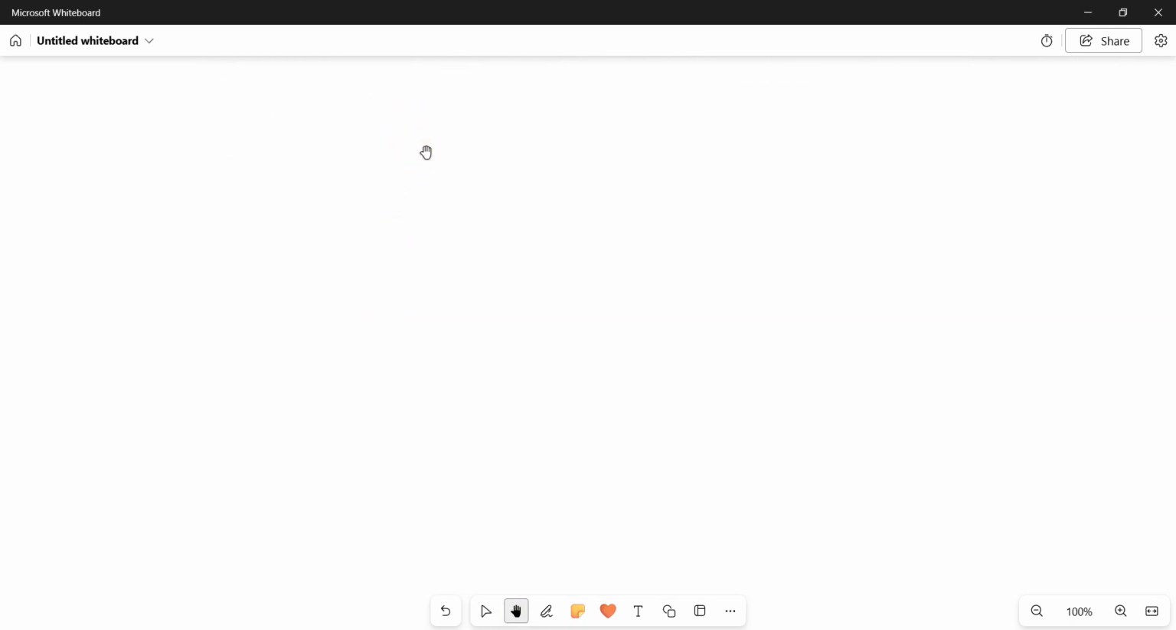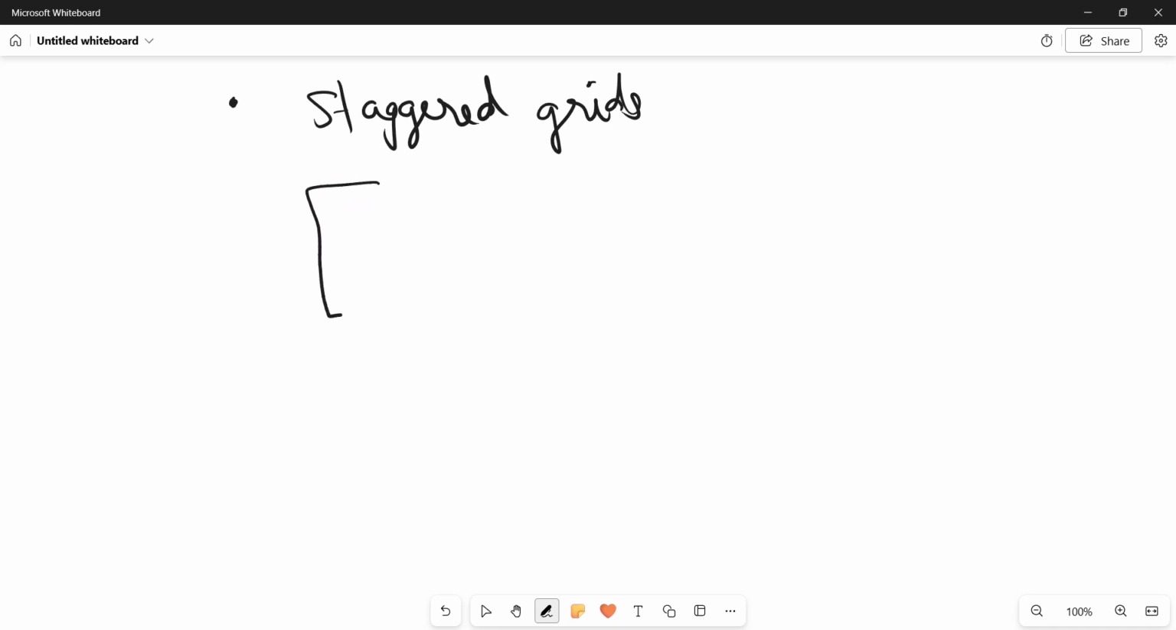We'll just look at what staggered grids mean. Staggered grids. Okay, so the idea of all this now comes from the theory that you have mesh elements or control volumes.